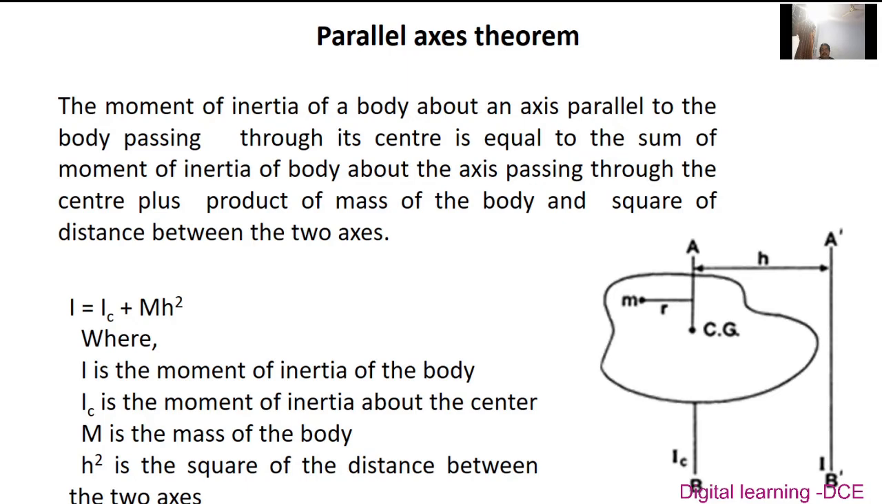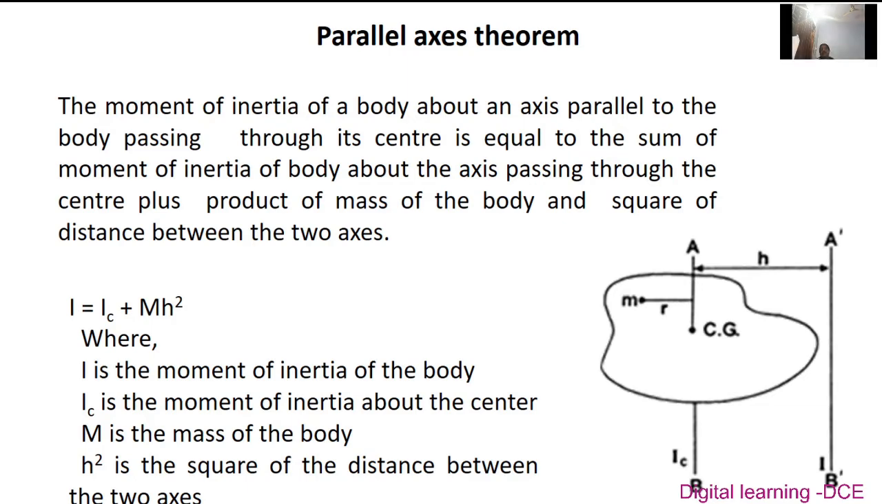We know that the same object can have a different moment of inertia depending on where the rotational axis is. If the moment of inertia for an axis about the center of mass is known, it is possible to find the moment of inertia of any other parallel axis. This is called the parallel axis theorem.